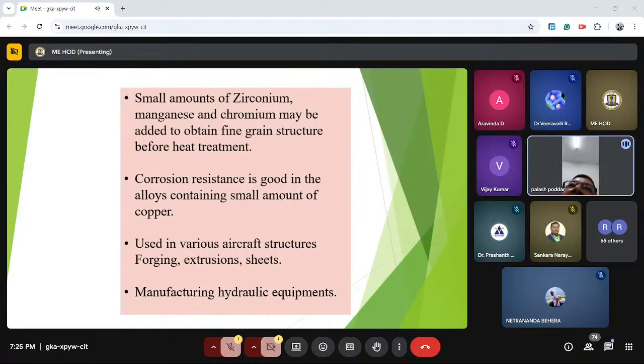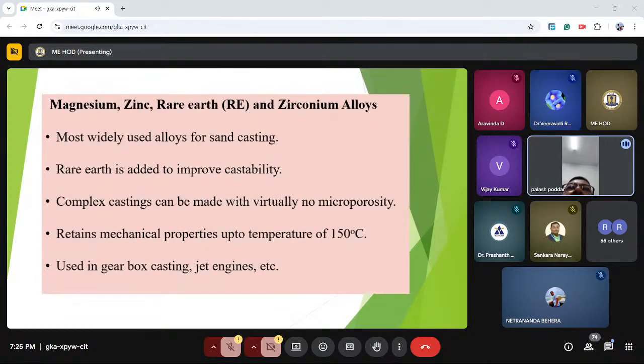Magnesium, zinc, rare earth, and zirconium alloys are the most widely used alloys for sand casting. There are several kinds of casting processes, but the most widely used alloys for sand casting are magnesium, zinc, rare earth in combination with zirconium. Rare earth is added to improve castability. Complex castings can be made with virtually no microporosity. They retain mechanical properties up to a temperature of around 150 degrees centigrade. Used in gearbox casting, jet engines, etc.